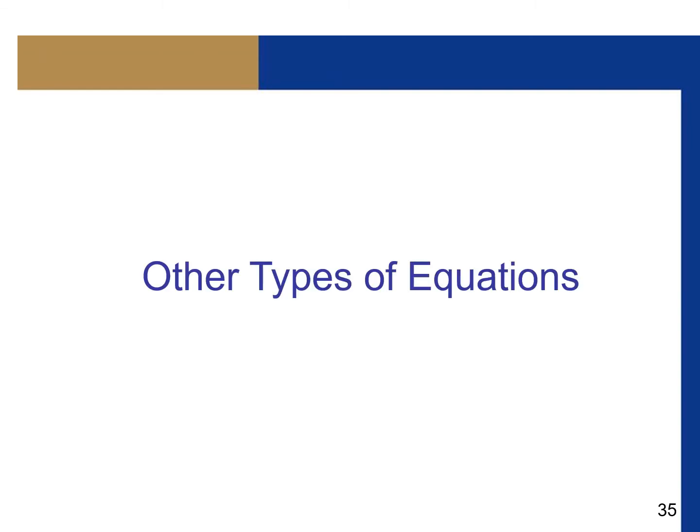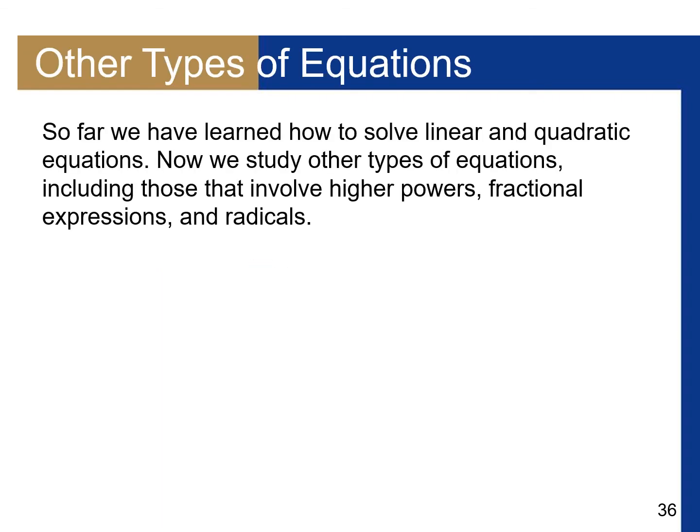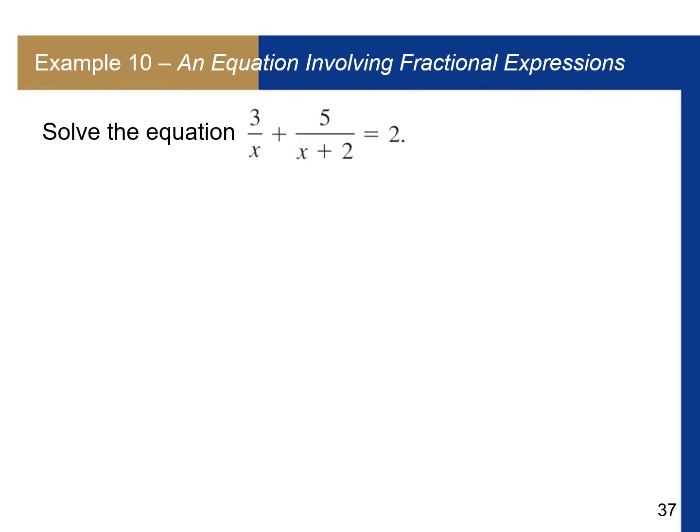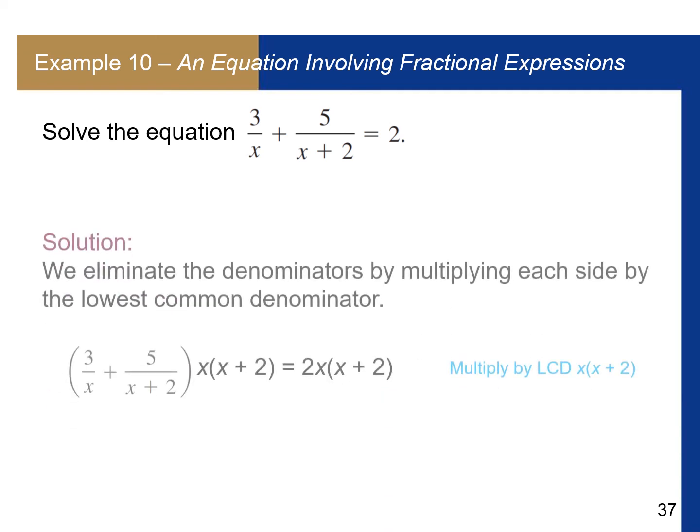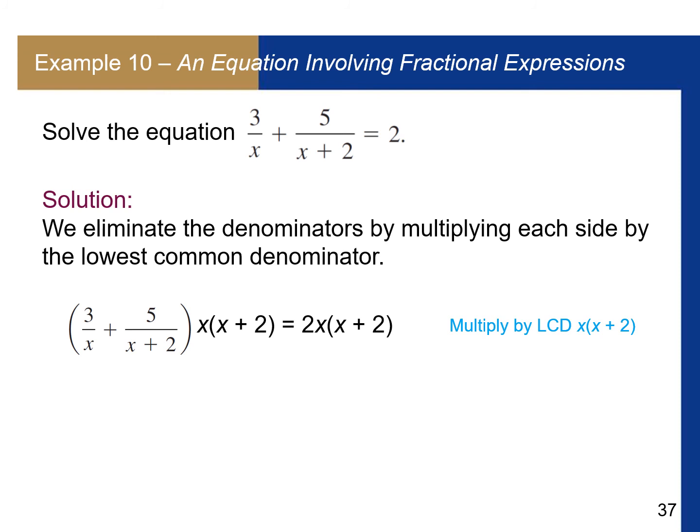All right, well, there are other types of equations besides linear and quadratic. Here we have 3 over x plus 5 over x plus 2 equals 2. And you see the x's are on the bottom of the fraction, which means they're actually to the negative power. So we can multiply both sides of the equation by the common denominator.